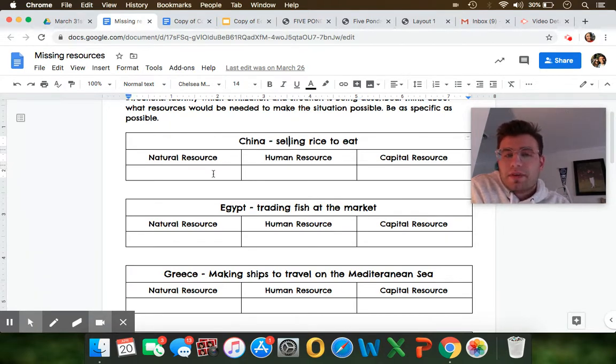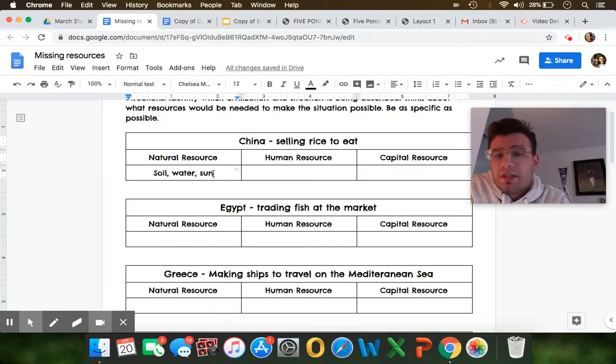So let's think about a natural resource we would need. Well, how do we get rice? We have to grow it. It's a plant. So we might need soil. And you could stop there, but I know I need more than just soil. I know I need water to get to the rice, and I need sunlight. So that's 3 examples of natural resources.